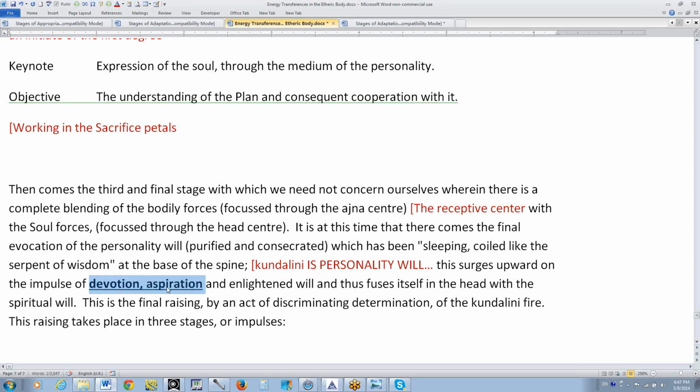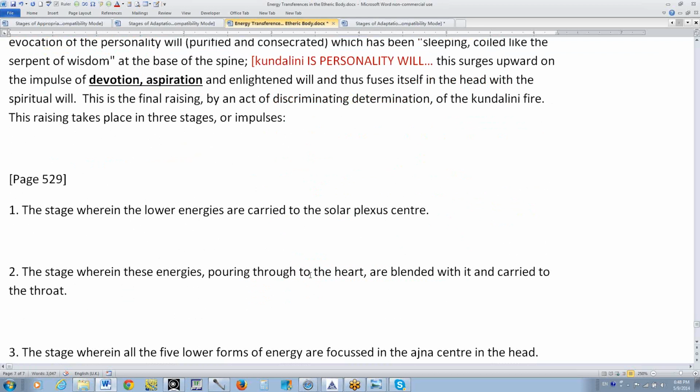So we cannot be rid of devotion and aspiration. Indeed not. And then it fuses itself in the head with the spiritual will, which is coming through the head and acting as purpose. This is the final raising by an act of discriminating determination of the Kundalini fire, and this raising takes place in three stages or impulses. All right, he's giving us some amazing material here, definitely.